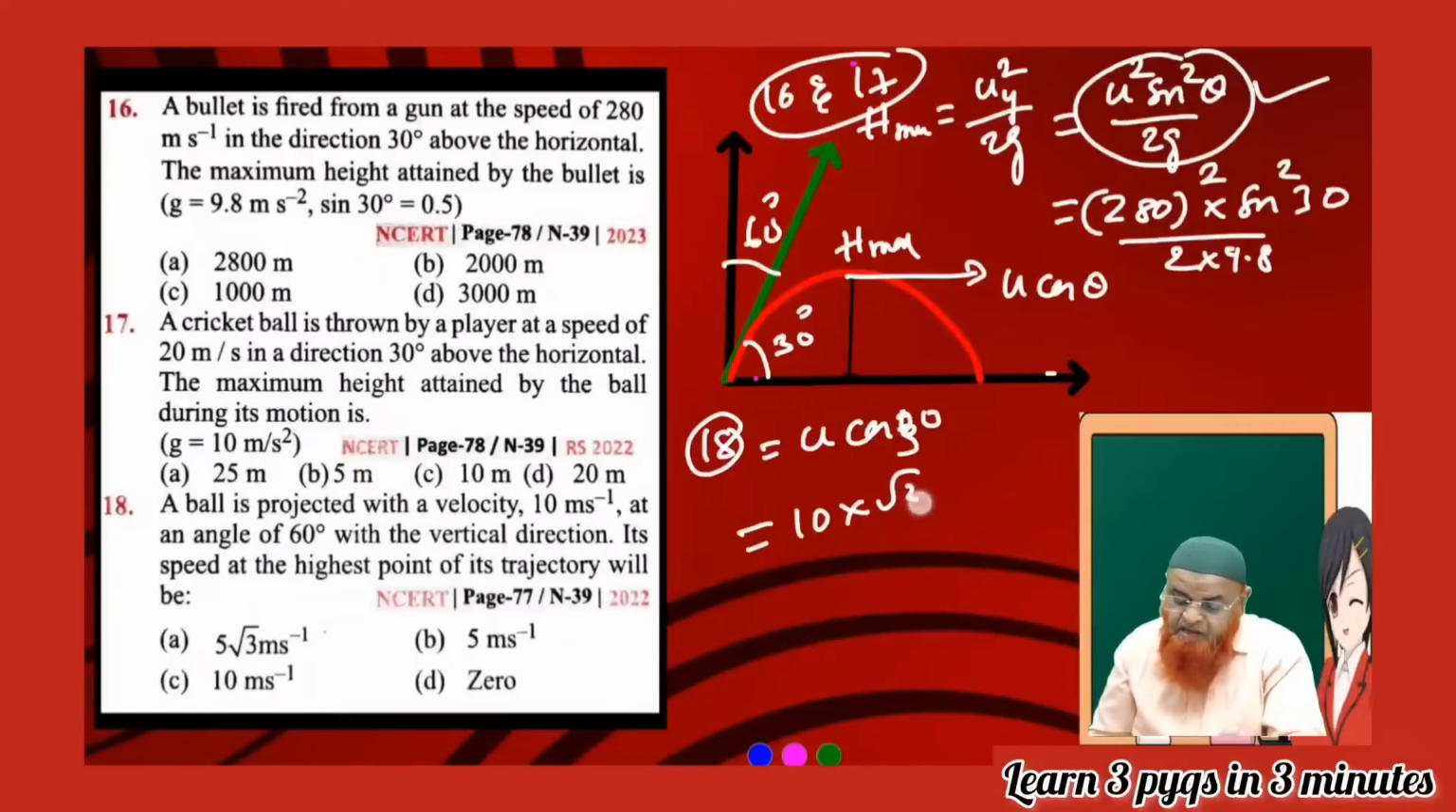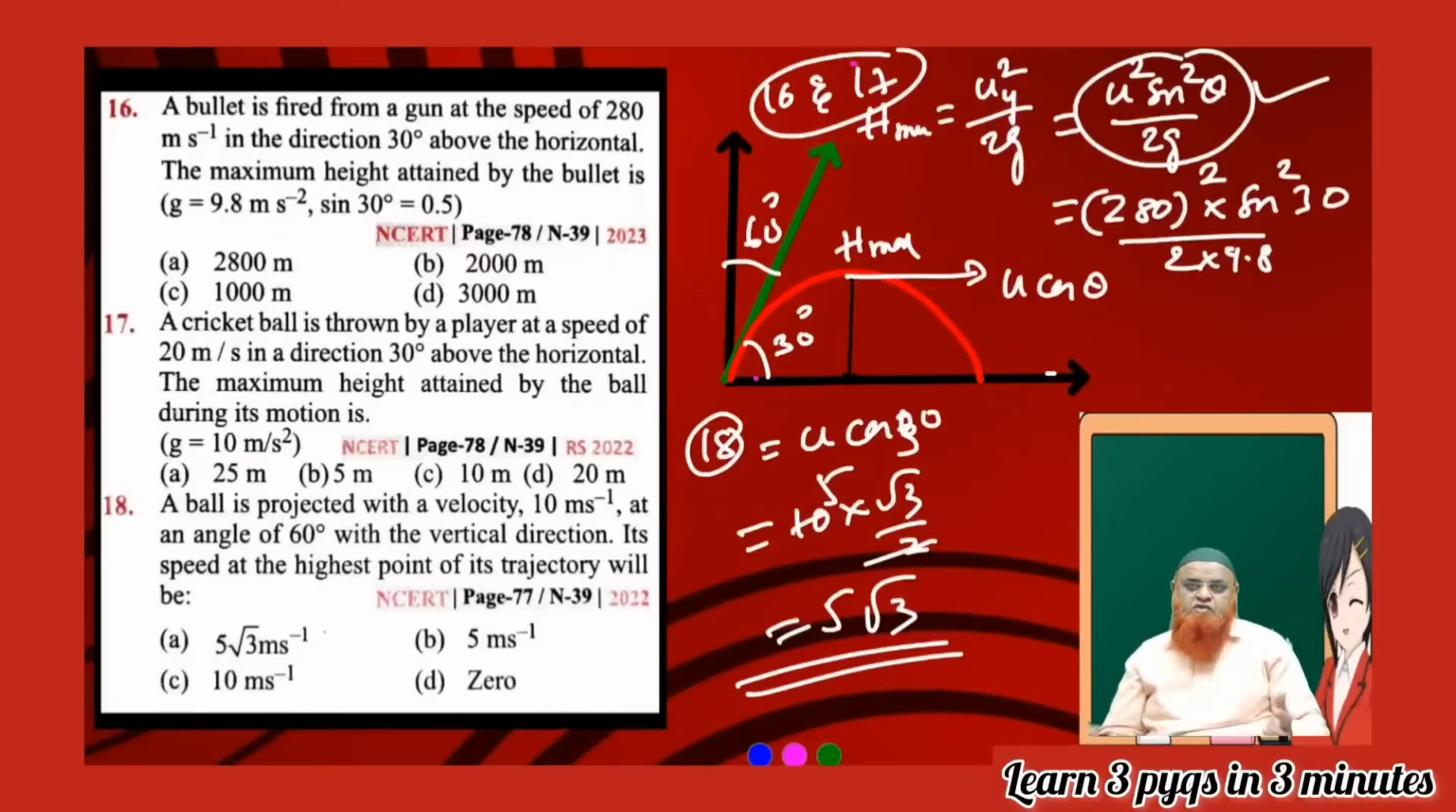Here u is nothing but 10. Cos 30 is going to be root 3 by 2. So 2 fives. Therefore your answer is going to be 5 root 3. 5 root 3 is going to be your answer.